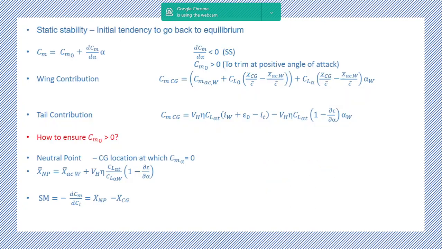Moving forward, we'll just do a quick revision of the stability of the pitching moment stability in the longitudinal direction. So static stability is the initial tendency to go back to equilibrium. How is it different from dynamic stability? Why do we specify static stability, and how is it different from dynamic stability?